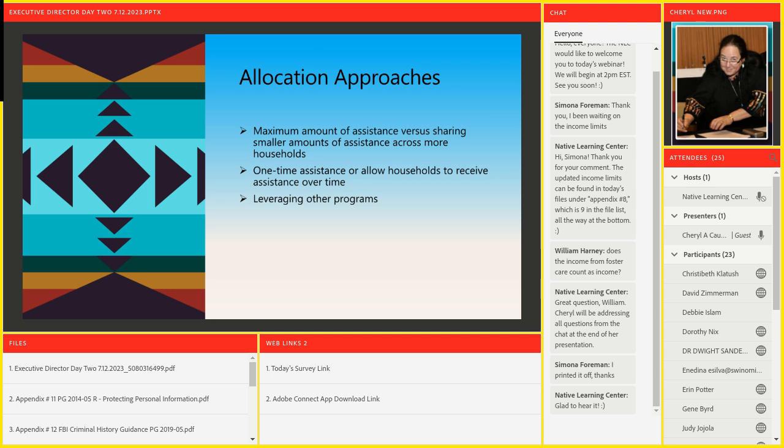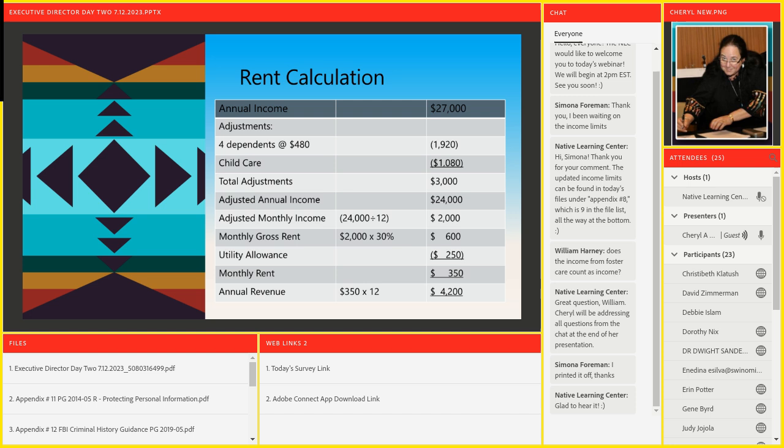Your allocation approaches. Okay, you have to decide how we're going to help. Okay, the maximum amount of assistance versus sharing a smaller amount of assistance across more households. Am I going to give $10,000 out to 10 people? Or am I going to give $5,000 out to 20 people? Okay. A one-time assistance, or allow the household to receive assistance over time? Are we going to try to leverage any other program to get more bang for our buck?